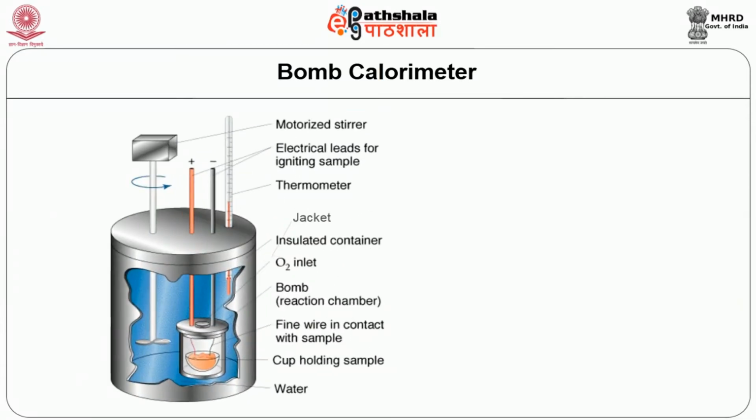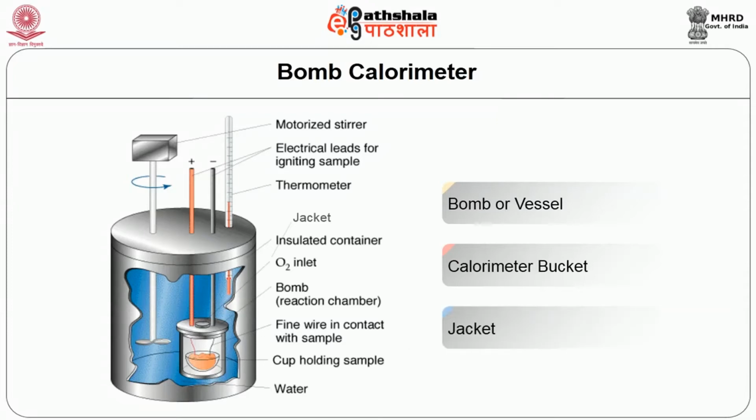Let us study the parts of this instrument. The oxygen bomb calorimeter consists of three essential parts, namely, number 1, bomb or vessel in which the combustible material is burned. The calorimeter bucket or water container holding a measured quantity of water in which bomb is immersed. The jacket for protecting the calorimeter bucket from the effect of variation in room temperature.